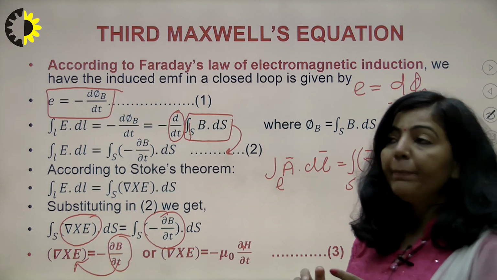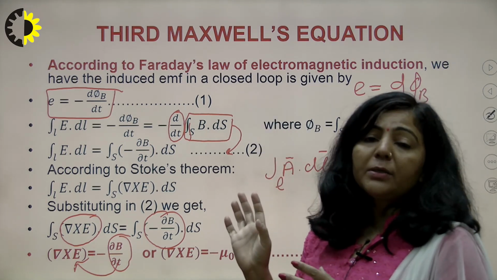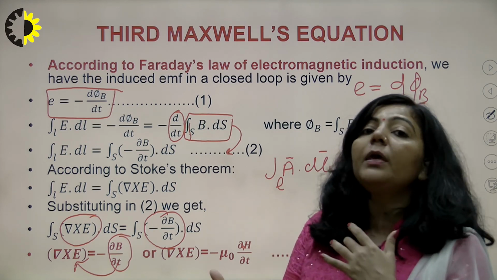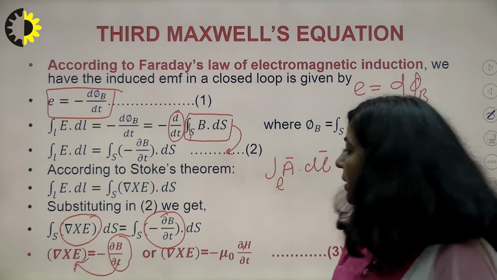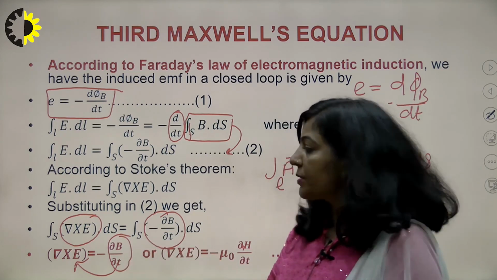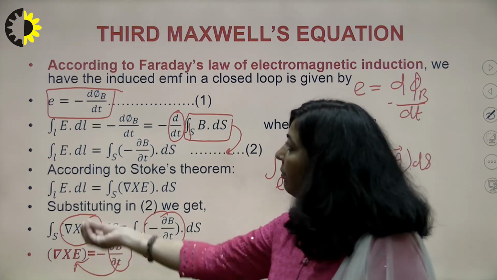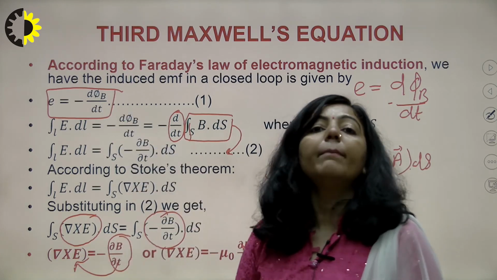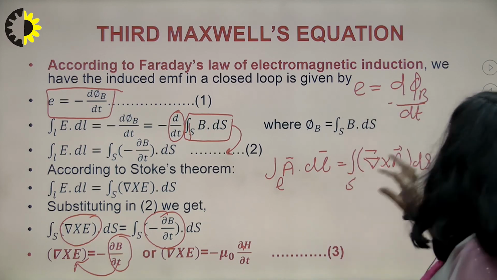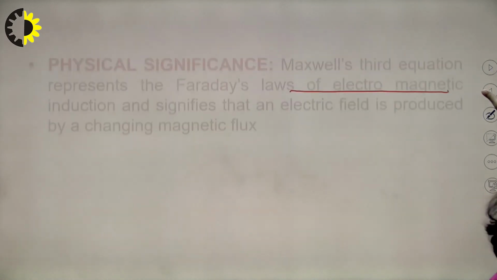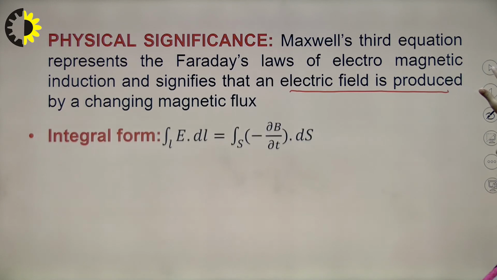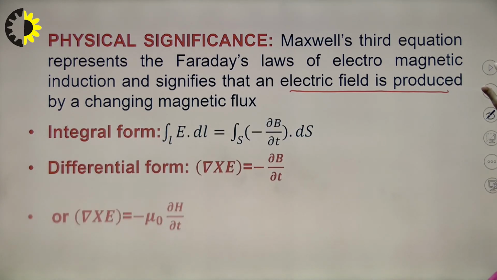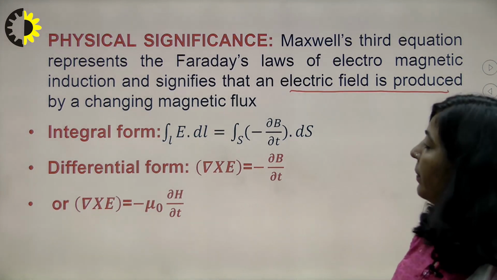I hope this is clear. According to Faraday's law of electromagnetic induction, a time varying magnetic flux is giving you EMF. In other words, a time varying magnetic field is giving you an electric field, because EMF is related to the electric field and magnetic flux is related to the magnetic field, right? So now the differential and integral form. The integral form is this and the differential form is this, either in this form or in this form. I hope this is clear.